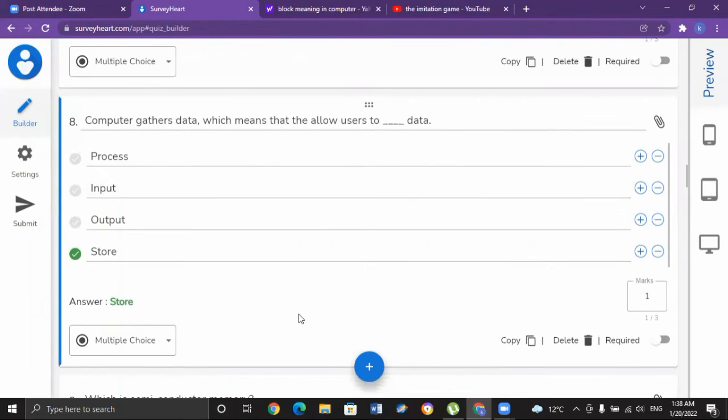A computer gathers data, which means it allows the user to dash data. Actually, a computer is a device that is capable of storing data, whatever the form is. It could be pictures, videos, or a written Word file, whatever it is. We can store these data in our computer. So in this regard, we can consider a computer as a storage device. And the correct option for MCQ 8 is D, store.